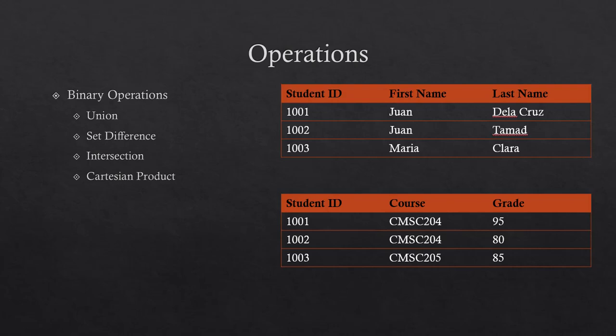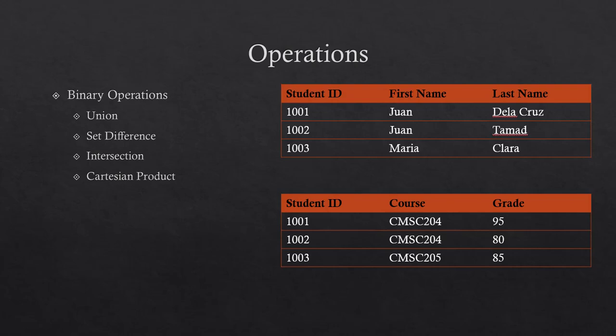For intersection, it's more like combining two relations or tuples. So, for example, if we have on our first table student ID 1001 Juan de la Cruz, we'll be combining this with the course and grades 1002 CMSC 20480. Same as union and set difference, intersections must be union compatible. And the last binary operation we have would be the Cartesian product.